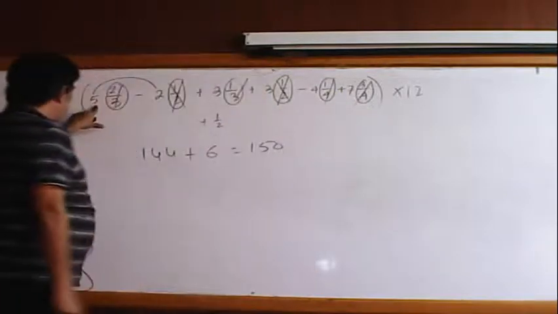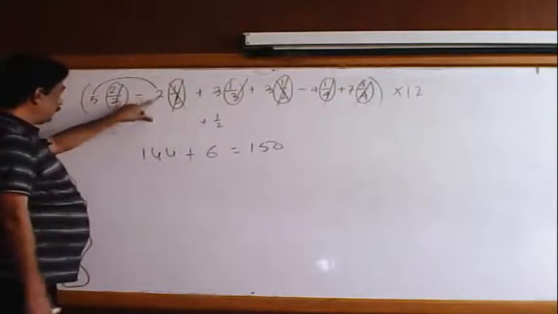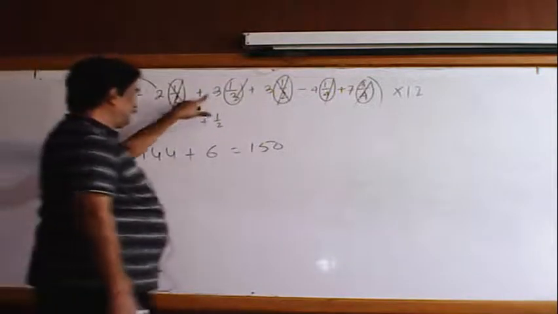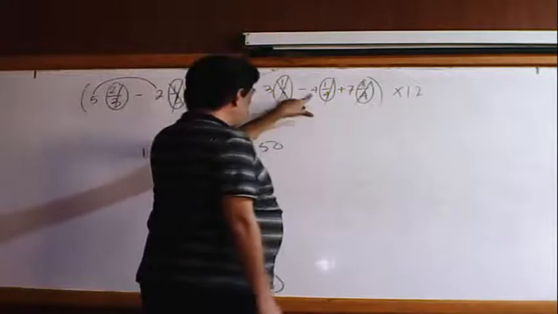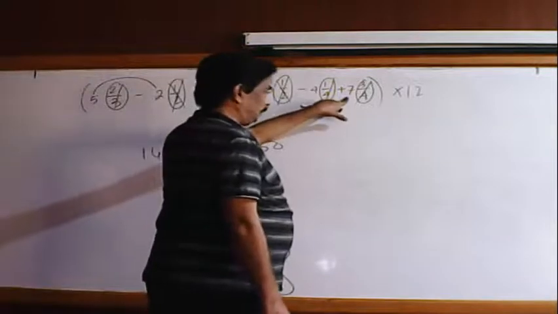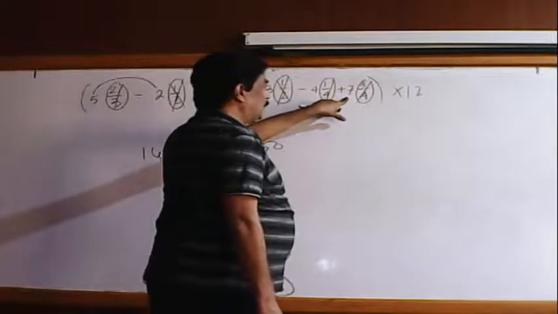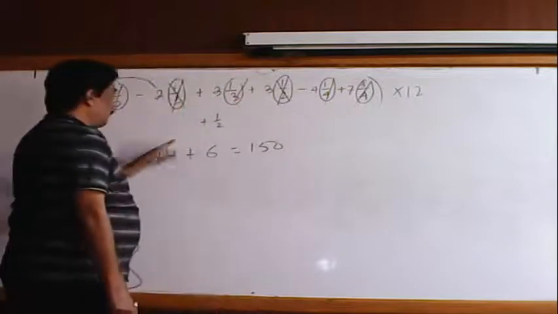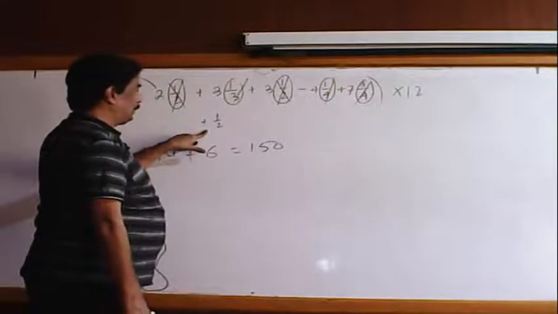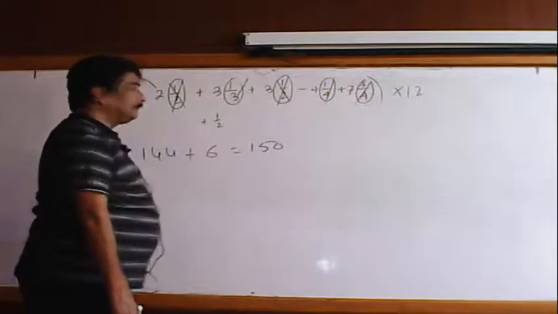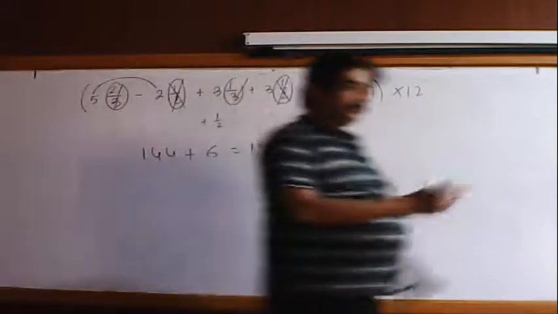Now, instead of 4, I write 5. 5 minus 2 is 3. 3 plus 3 is 6. 6 plus 3 is 9. 9 minus 4 is 5. 5 plus 7 equals 12. 12 into 12, 144. Now 144 plus this half into 12 is 6. So your result is 150.